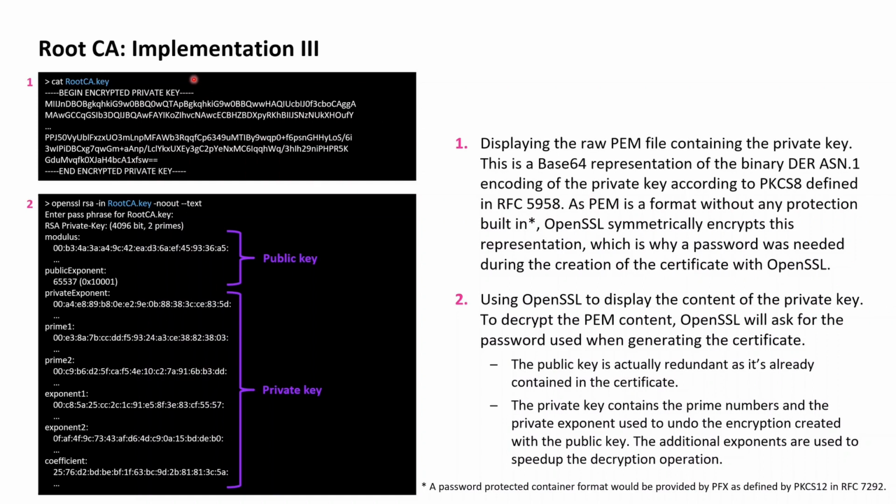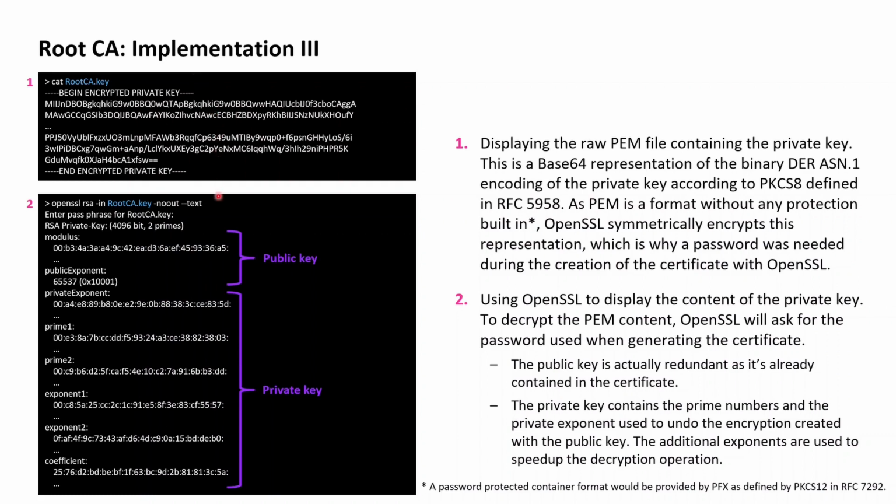Again, this is actually a PEM file with a base 64 encoding of the binary distinguishable encoding rule applied to the abstract syntax notation 1 representation of the private key according to PKCS8 defined in RFC 5958. A PEM file itself doesn't provide any confidentiality, so OpenSSL encrypts the content of this file, which is why I had to provide a password to OpenSSL for the generation of the self-signed certificate. This password is then the password OpenSSL uses to encrypt the content of the file.